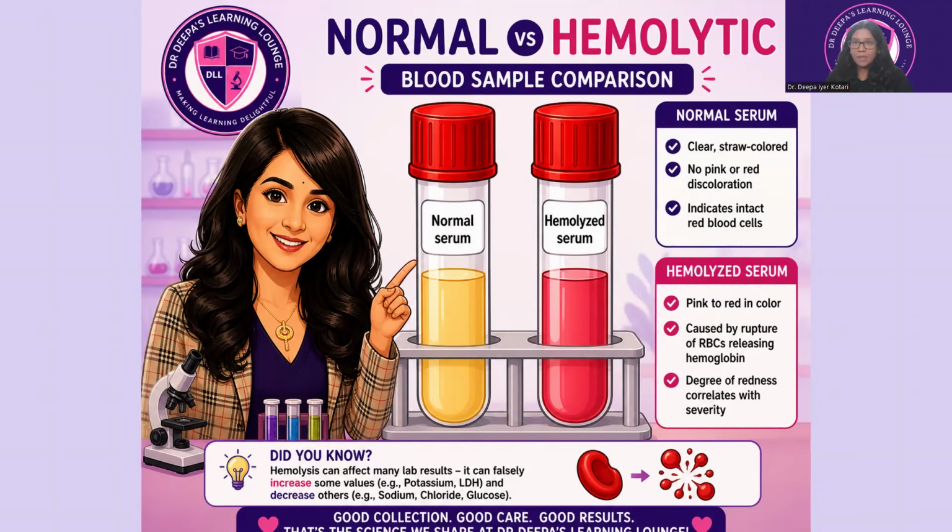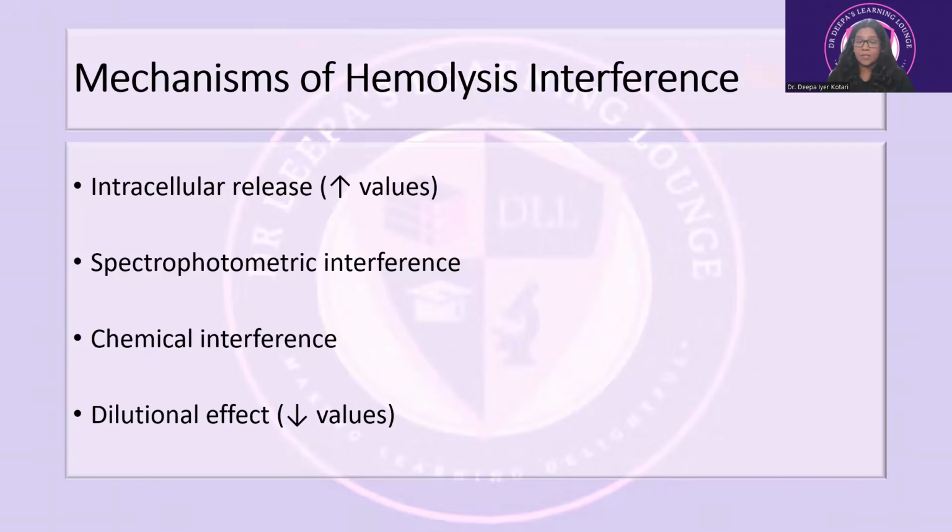It is not just one mechanism by which hemolysis affects the test results. There are four different mechanisms. One is the intracellular release of substances which are at a higher concentration in the RBC than the surrounding plasma milieu; these test results have an elevated value whenever there is RBC hemolysis.